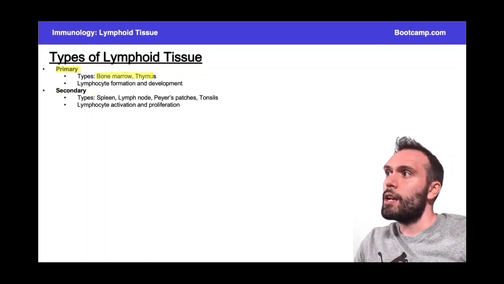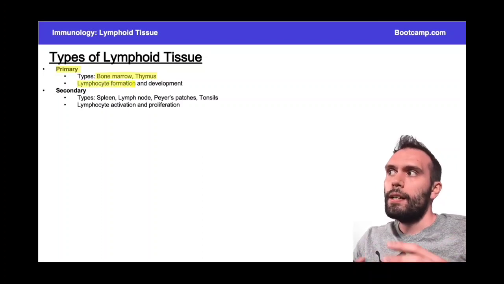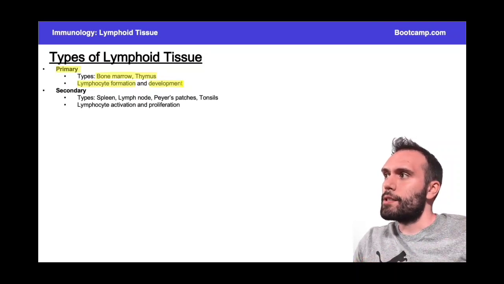And so the primary types, the two big ones being the bone marrow and the thymus, which we'll talk about here. The thing to remember about the primary lymphoid tissue is that it's primary because this is where your lymphocytes are usually going to form, particularly in the bone marrow, okay? And then we're also going to have lymphocyte development. So in the bone marrow, think B for bone marrow, B for B cells, primarily development of B cells in the bone marrow and development of T cells in the thymus. So we'll talk about that in a second.